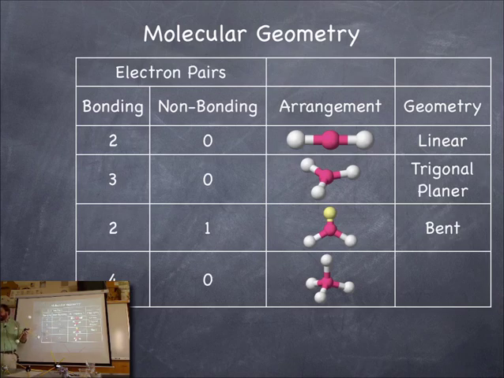Okay? And that's tetrahedral. That's 4 bonds, no lone pairs. That's my tetrahedral shape. What's the angle here? 109.5. Okay? That's the best angle that you can get for 4 things arranged around a sphere.